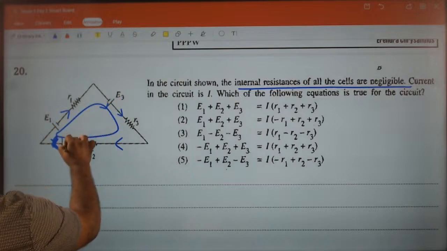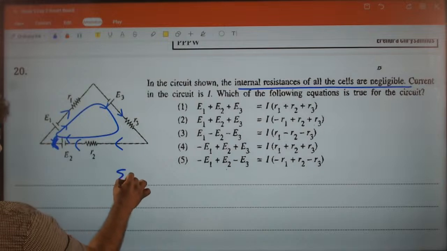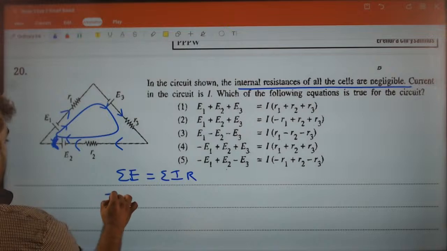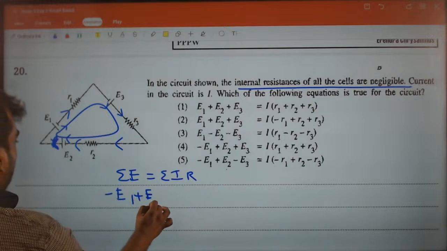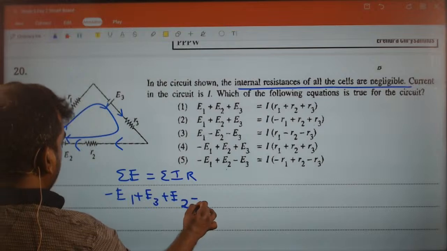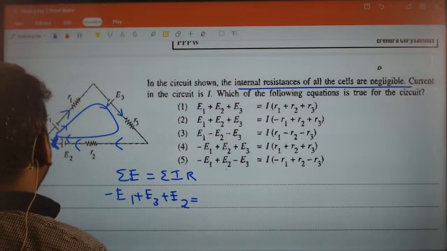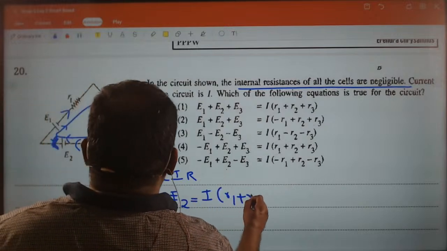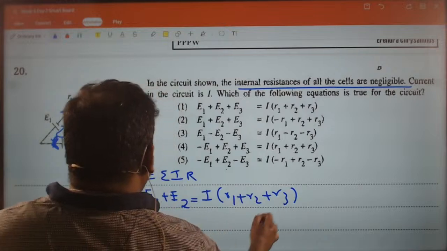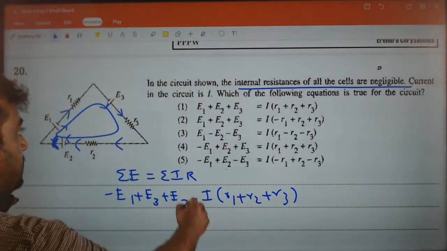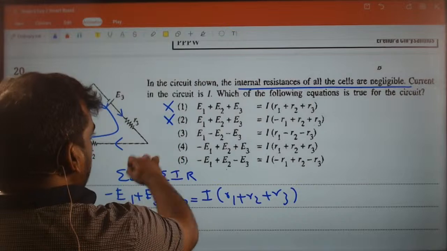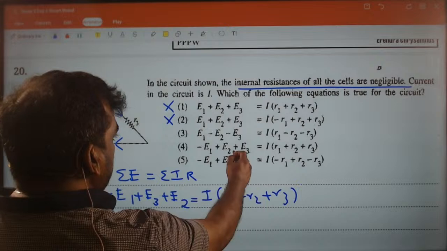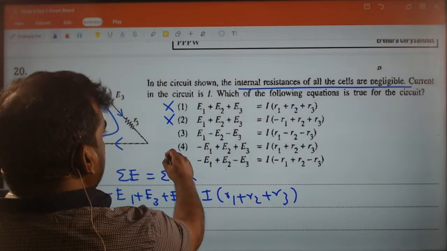Minus to plus, minus to plus, plus to minus. Sum of EMF equals sum of potential differences: minus E1 plus E3 plus E2. Loop direction, current direction same. So I times R1 plus R2 plus R3. So this is not the first one. Can't be the second one. So either 1 or 2 should be negative. E2, E3 positive, minus E1.